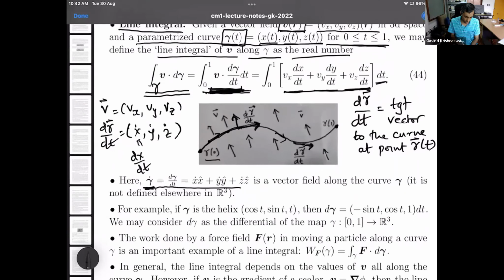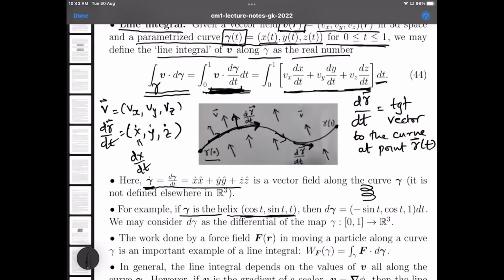Now for instance, suppose gamma is a helical curve. That is one that looks like a spiral staircase. We can write an explicit coordinate expression for it: cosine t, sine t, comma t. So cosine t, sine t will go round and round in a circle, and t will increase the z coordinate uniformly in time. So in effect you will get a spring or a helix.